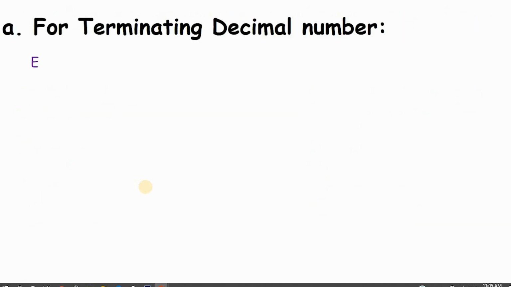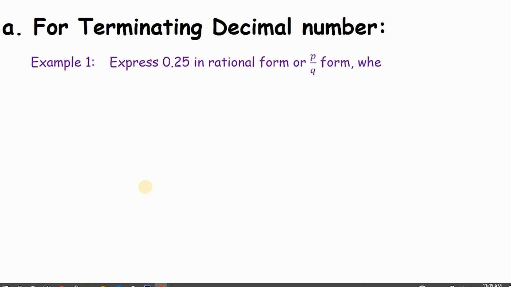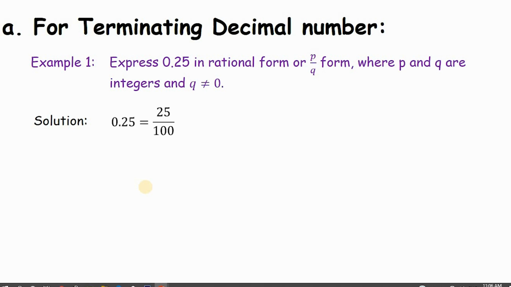For terminating decimal numbers, let's take an example. Express 0.25 in rational form, or you can say in the form p by q, where p and q are integers and q not equal to 0. We'll write the solution. We take the number 0.25, which is equal to 25 by 100. You can cancel by 5, so you'll get 5 by 20. Again you can cancel the numerator and denominator both by 5, so you'll get 1 by 4.